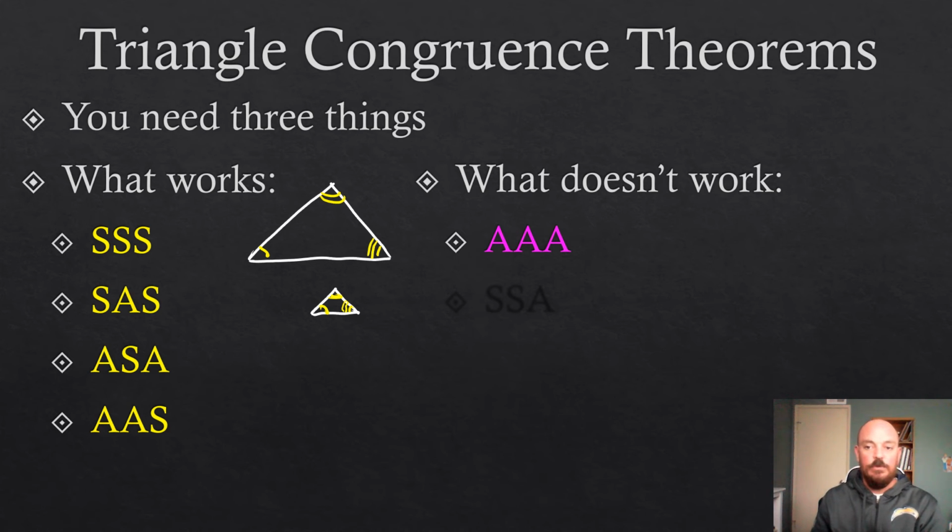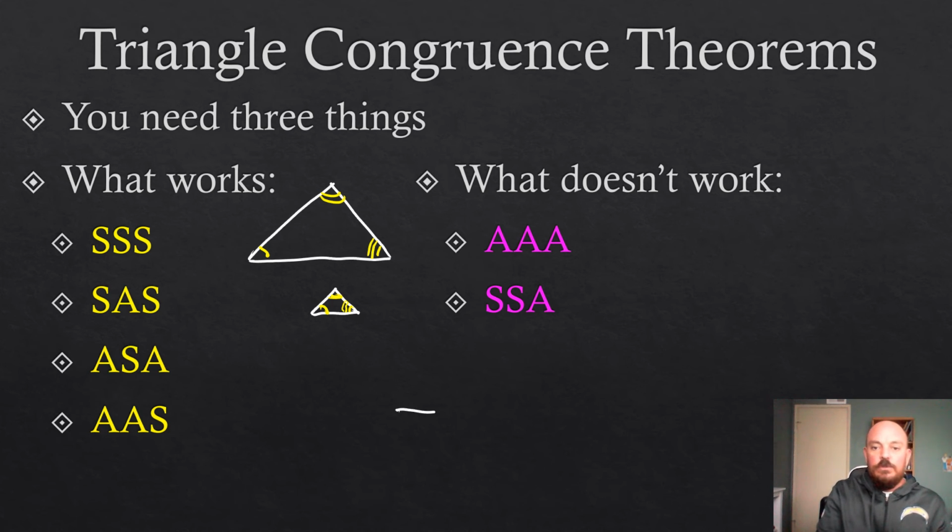That's a counterexample. And remember, when you do a counterexample, if you can show even one example of a theorem not working, then you can't use that theorem. It doesn't count. So AAA does not work. And then the other one that doesn't work is SSA. 2 sides and the angle that's not in between them. And I'll show you an example of that too.